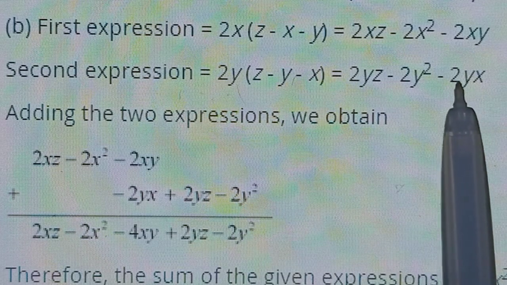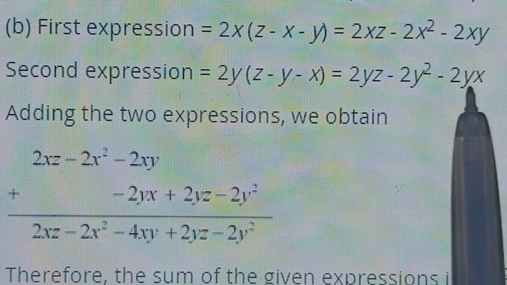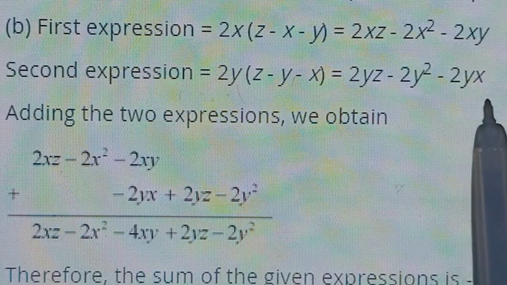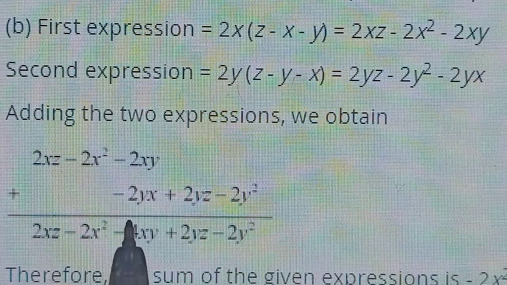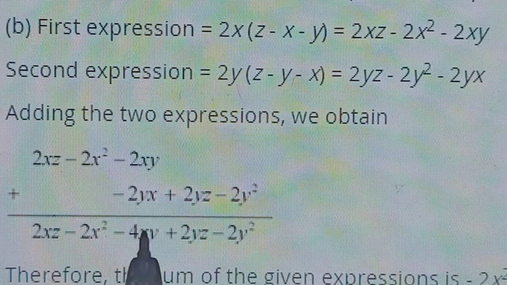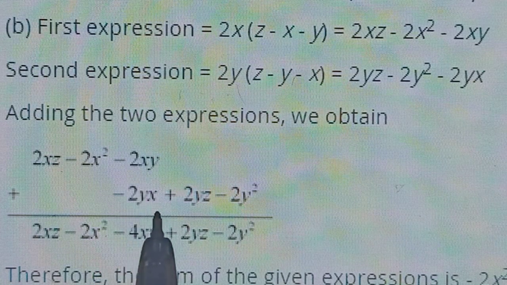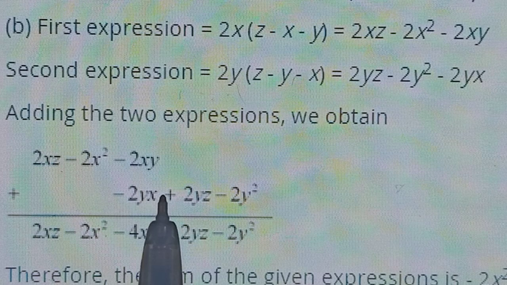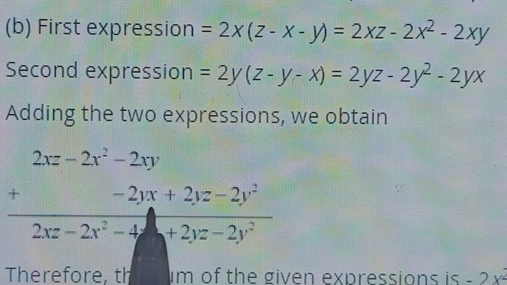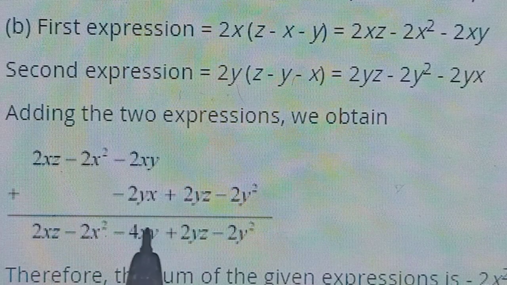But if you look at this one, that is yx. Yx or xy comes to the same. So this 2yx will be written below xy because these are like terms. Okay, the order of the variable does not make a difference. There should be an equal number of variables: 1x 1y, 1x 1y. So these are like terms.